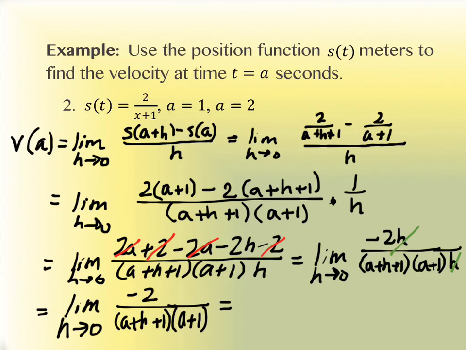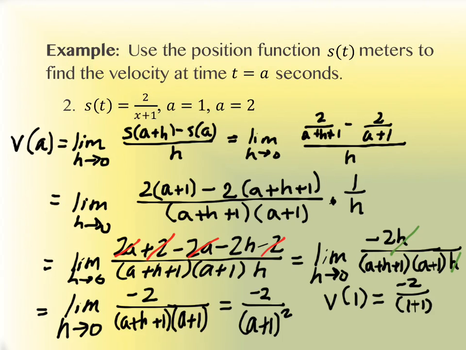All right, can I plug in 0 for h? What do I get? Excellent. So what I actually end up getting is that the velocity equation, v of a, is negative 2 over a plus 1 squared. And that's really nice because now I can find what the velocity is when a is 1, and I'll use this equation. That's the whole process we just did: we found an equation for velocity, and now plug in 1. So I would have negative 2 over 1 plus 1 squared.